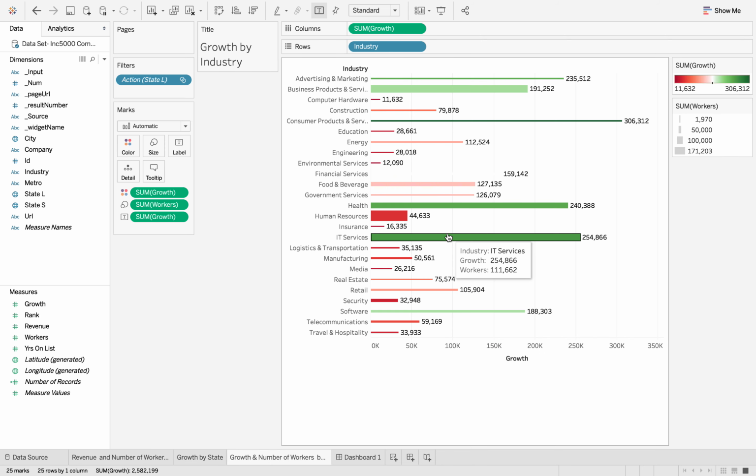This tab also shows the growth by industry instead of by state. Again, as in the first tab, the more red it is, the lower the growth, and the greener, the more growth. IT services and consumer products and services probably have the highest growth as an industry overall, while insurance has the lowest. We did the same for the number of workers. Whereas consumer products and services has the highest growth, it doesn't hire as many workers as other industries, such as IT services.